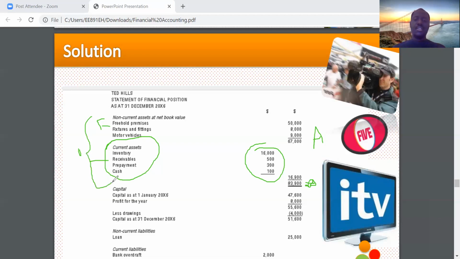Right, now let's move on. We said the accounting equation is what? A is equal to C plus L. So let's move to C. It's getting very, very interesting here.